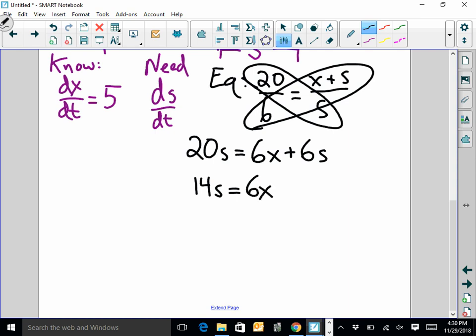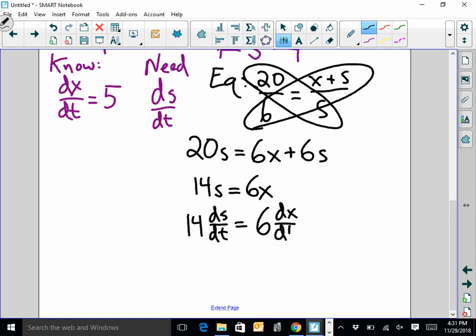And now I can do the derivative. And hopefully I don't need to know x or s to solve this. Because this is linear, I know that the s is going to go away when I do the derivative, and the x is going to go away. So I really never needed to know x or s to solve this problem. The derivative of 14s would simply be 14 when I tack on ds/dt. And that has to equal the derivative of 6x, which is simply 6, and then I multiply by dx/dt.